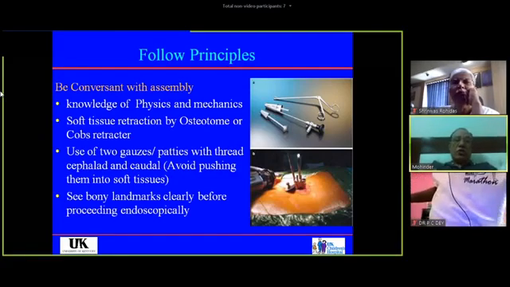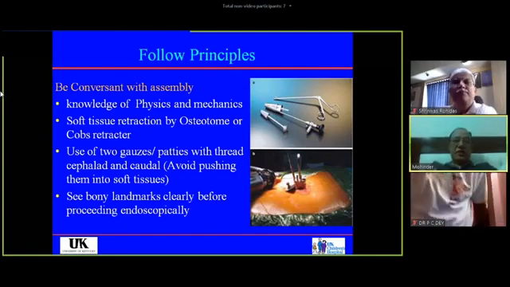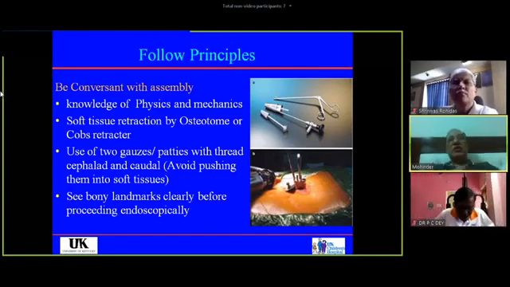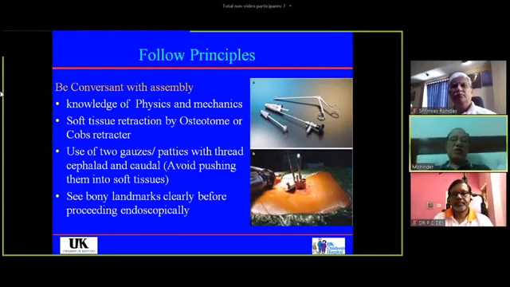Now, to overcome this problem, soft tissue retraction by osteotome or cobb retractor. I think we all know how to use a cobb retractor. It has to be used subperiosteally, starting from the spinolaminar junction and going up to the facet joint to retract the tissue. So it should be a bony retraction. That is very, very important.